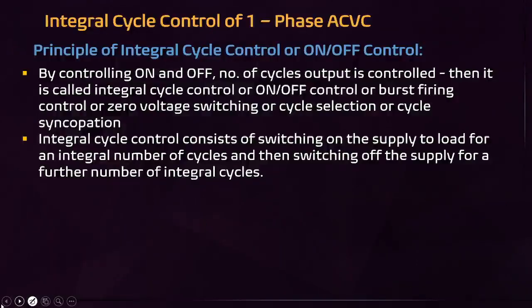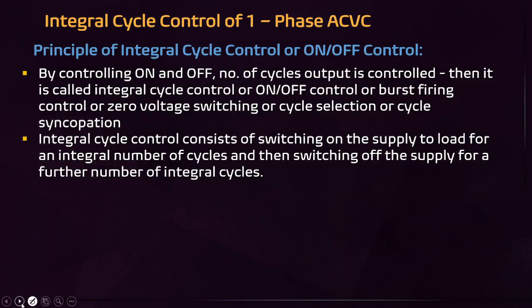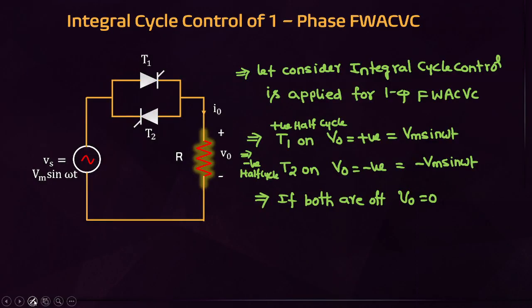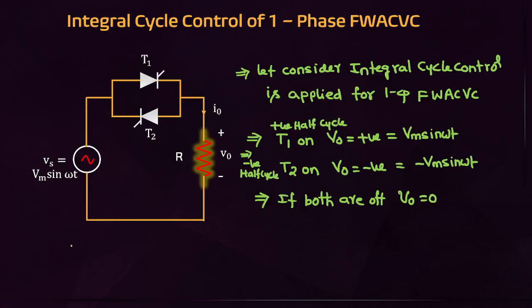That point mainly you have to consider. And one more control technique is integral cycle control or on-off control, students. In integral cycle control or on-off control, by controlling the on number of cycles and off number of cycles, the output is controlled. That is nothing but integral cycle control. This is also called burst firing control, students.